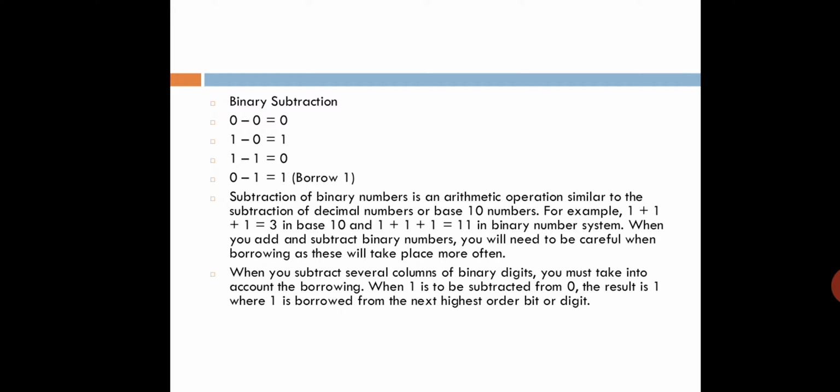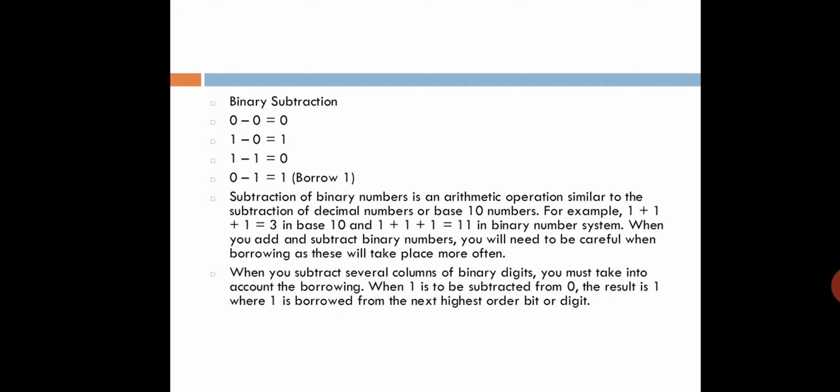Subtraction of binary numbers is an arithmetic operation similar to subtraction of decimal numbers, base 10; you are going to do the same thing. For example, 1 plus 1 plus 1 is equal to 3 in base 10, and 1 plus 1 plus 1 equals 1 1 in the binary system, isn't it? How is 1 plus 1 plus 1 equal to 1 1? It is not eleven. Please don't confuse it, in terms of the binary system, it is not eleven.